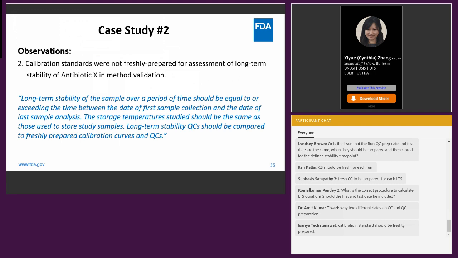The second observation is that calibration standards were not freshly prepared for assessment of long-term stability of drug X during method validation. Long-term stability of the sample over a period of time should be equal to or exceeding the time between the date of first sample collection and the date of last sample analysis. The storage temperature studied should be the same as those used to store study samples. Long-term stability QCs should be compared to freshly prepared calibration curves and QCs.